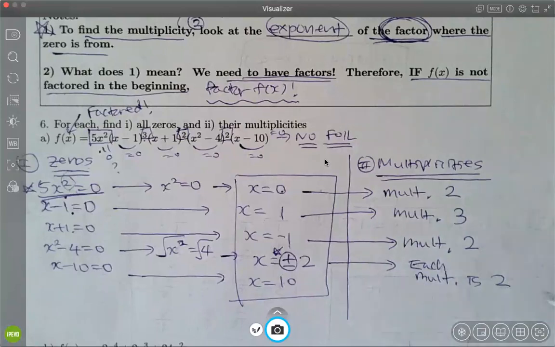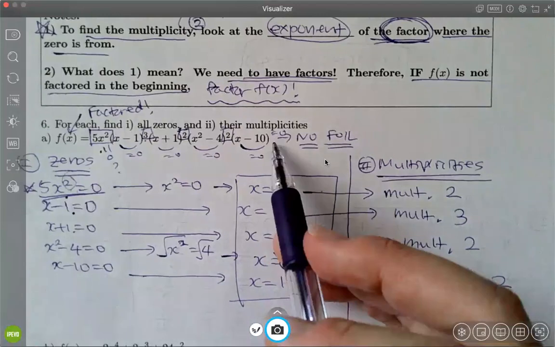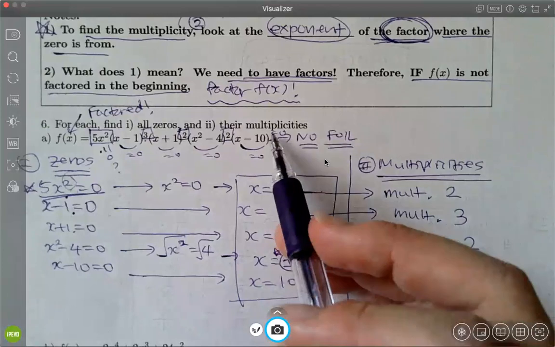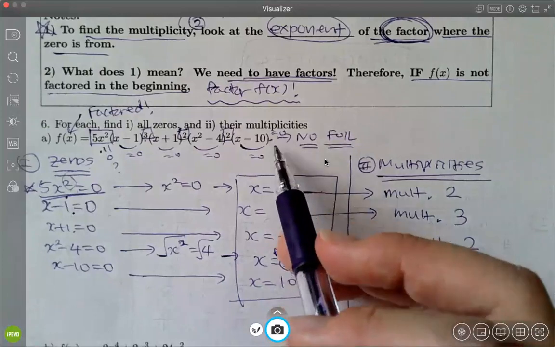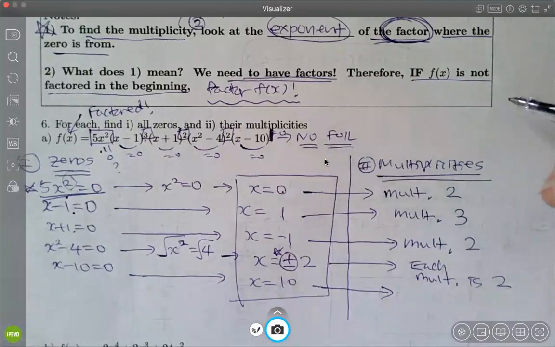And now, where did 10 come from? 10 came from x minus 10. And what is its exponent? It's missing, so does that mean it's 0? No. X minus 10 to the what power? First power, right? So what does that mean? Multiplicity is 1. And what does 1 multiplicity mean? It means there's only one copy, right? So it's just 10. And there's no second or third copies. Okay, so those are the multiplicities.